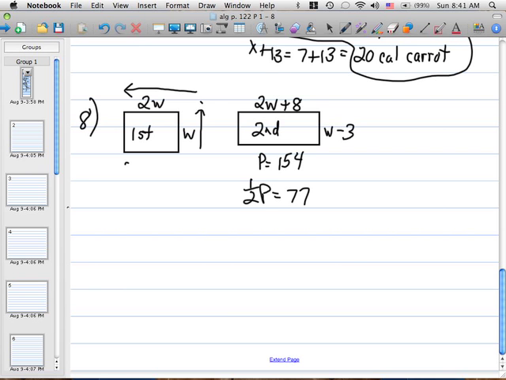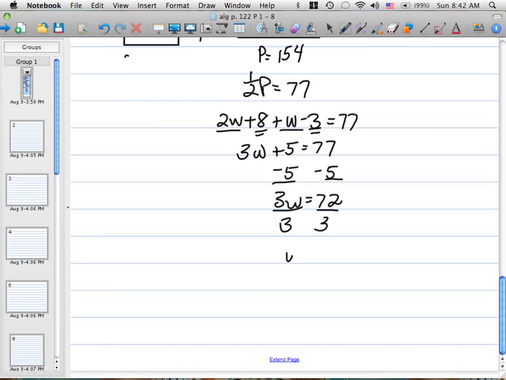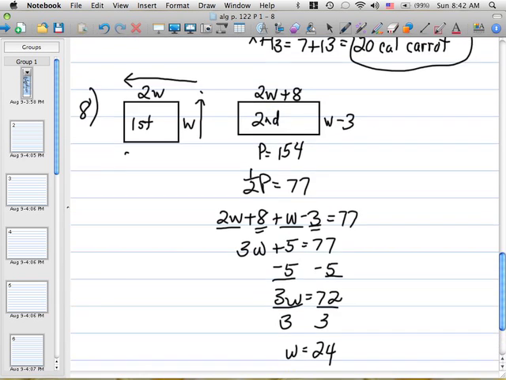So one length and one width, 2w plus 8 plus w minus 3, has to equal 77. Collecting like terms, I have 3w, positive 8, negative 3 is plus 5, equals 77. Solving for w, subtract the 5 from both sides, undo the addition. So I get 3w equals 72. Divide by 3, and w equals 24.